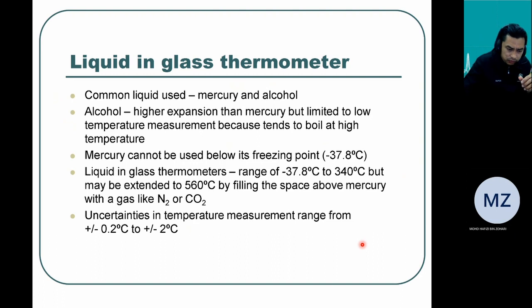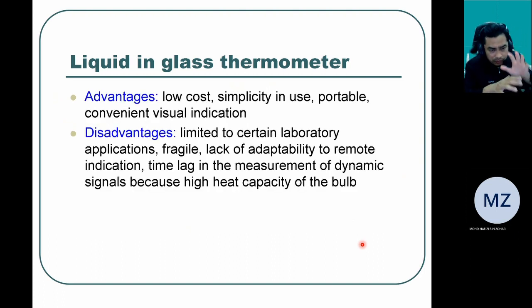And now we move to the next one. Sorry, before I go to the next one, I need to mention the advantages and disadvantages of the liquid thermometer. It is actually low cost, simple to use, portable and convenient to look at because it has different colors. Mercury has a red color, so if we put mercury inside a capillary tube that has a white color, we can easily see how the mercury moves and expands inside the capillary.